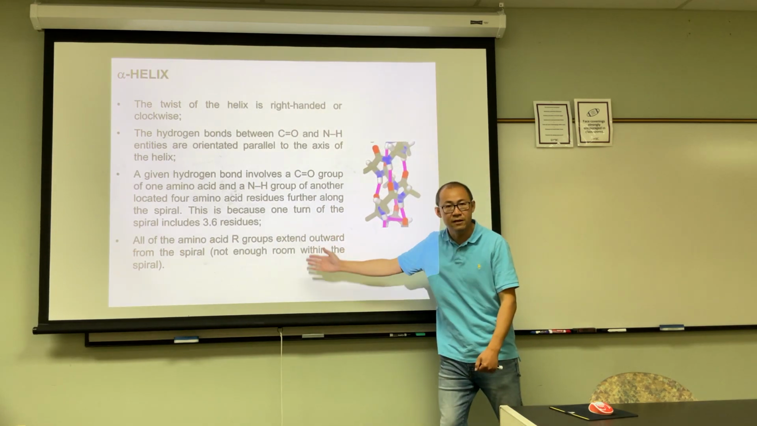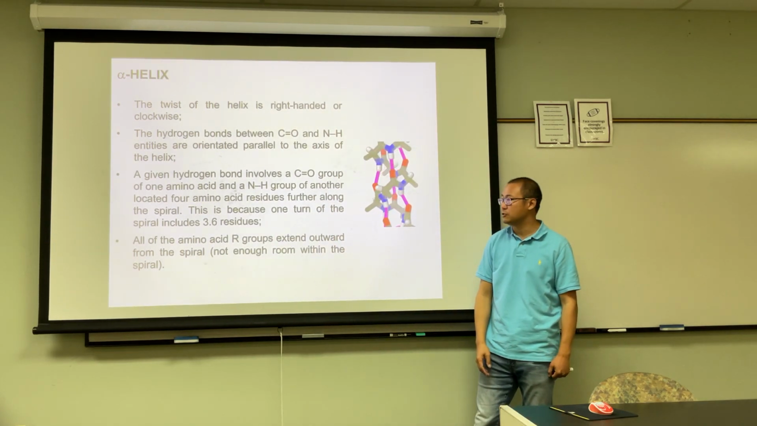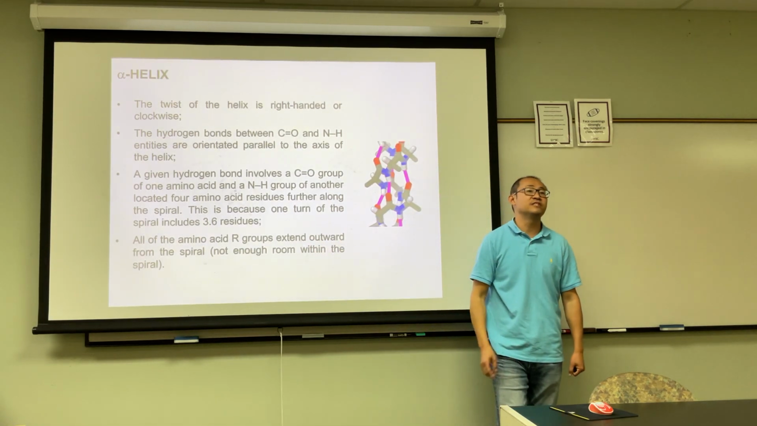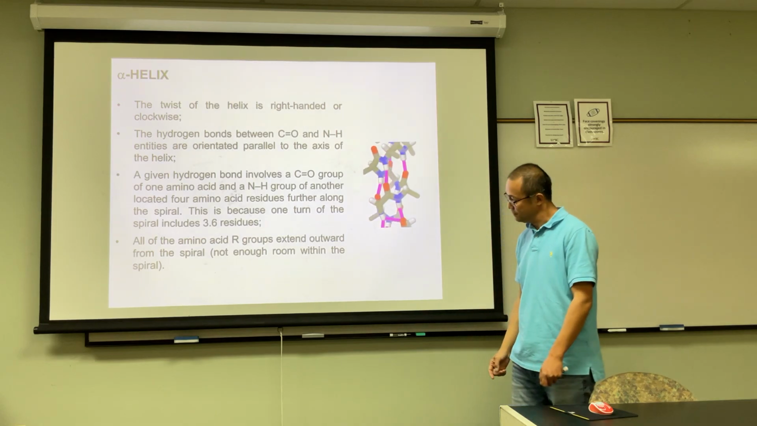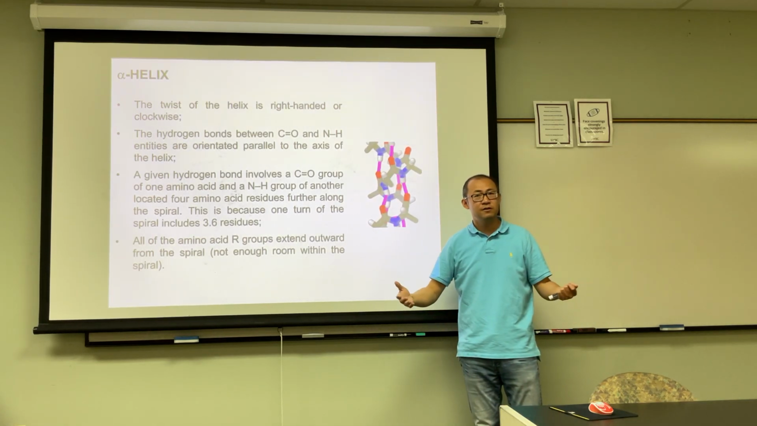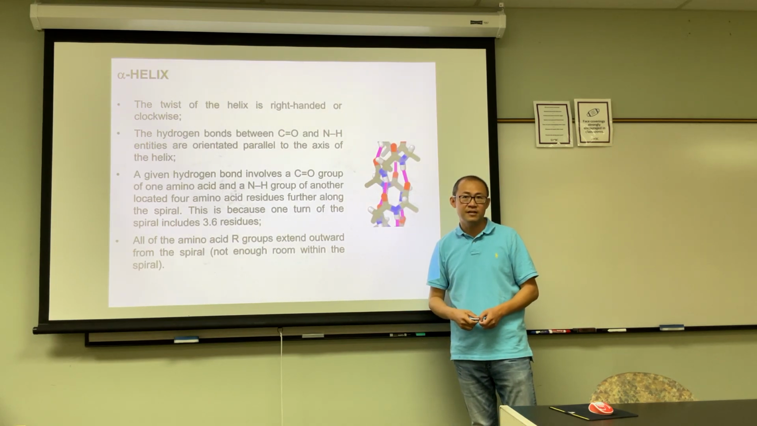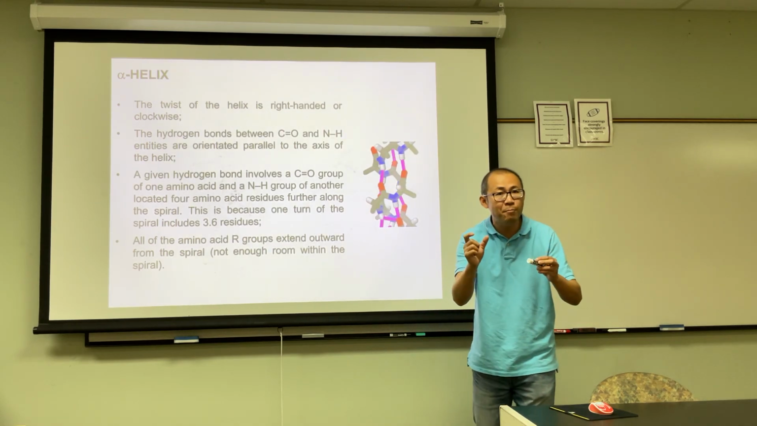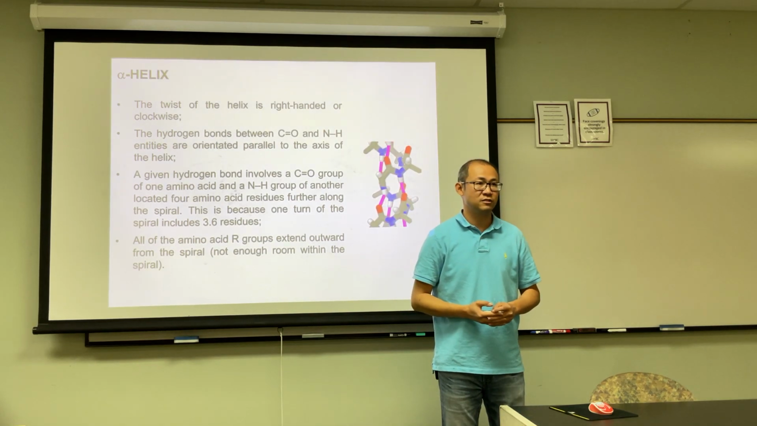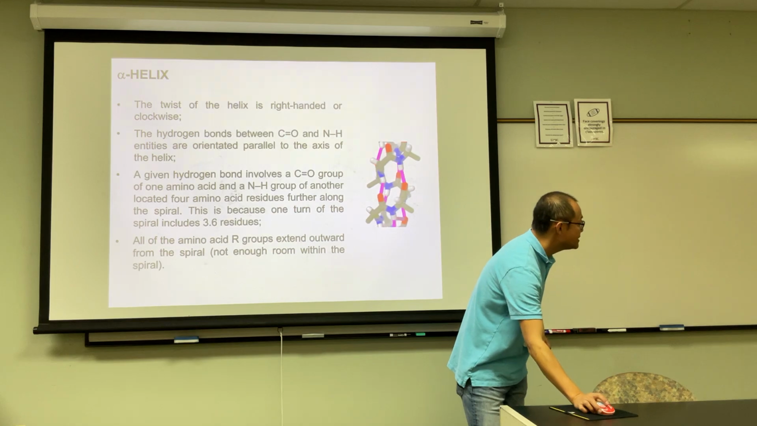And again, like I pointed out in the last picture, the R groups extended what? Outwards of the spiral of the helix. There's no room inside, they're always outside. Again, there is a reason for that. These R groups outside will be responsible later for what? For tertiary structures. Right? This is alpha helix.